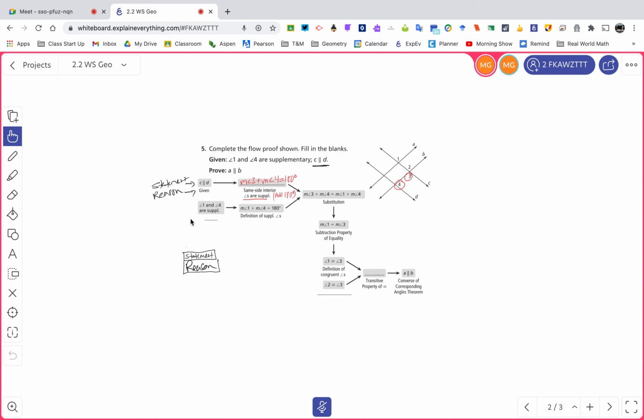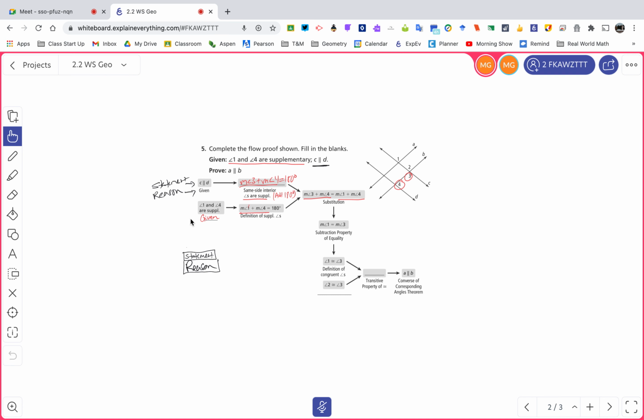This down here is also a given, coming from right here. Angle 1 and angle 4 are supplementary. So by definition of supplementary angles, their measures add up to 180 degrees. That's where they get this next part from. The next part, they substituted in. Since they both equal 180, they can set them equal to each other. So we set this side right here equal to angles 1 and 4.